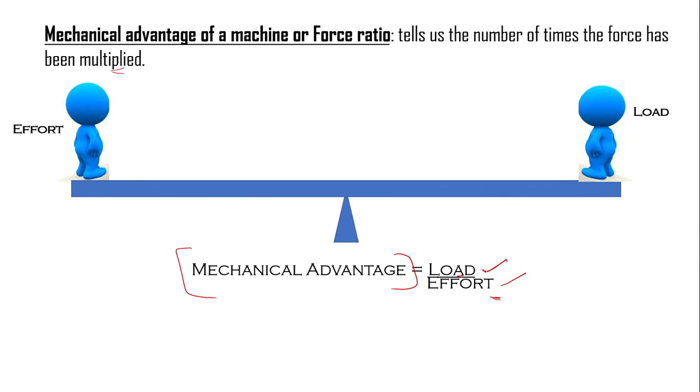Once you divide the load by the effort, if you get a value equal to 1, the ratio is 1 upon 1, so that will be 1. In that case, the machine acts as a change in direction. If the mechanical advantage is greater than 1, it acts as a force multiplier. That means it will multiply the force. And if it is less than 1, it acts as a speed multiplier.